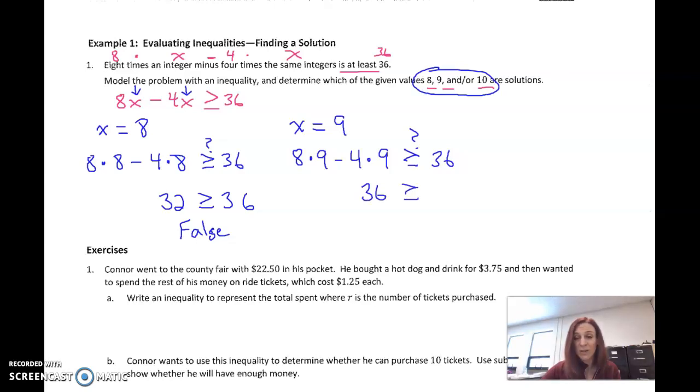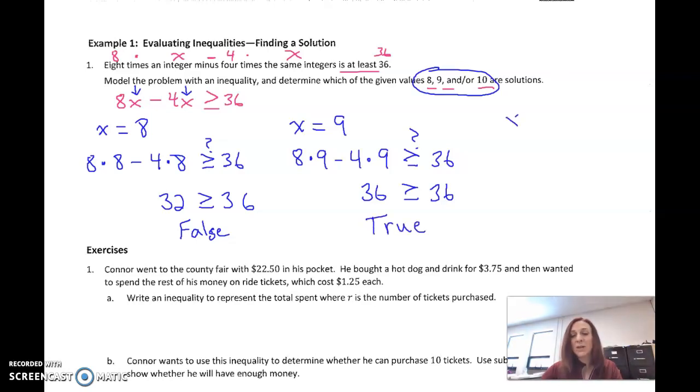Is 36 greater than or equal to 36? Here's what people tell me. They'll give me the answer it's equal to. This is not greater than or equal to. It's not a question. It's true if it makes either of those parts true. Is it greater than or is it equal to? Either one, solution.